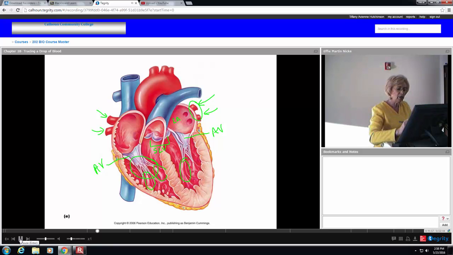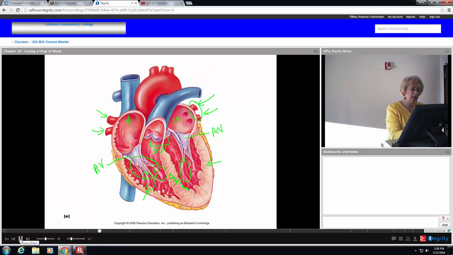This picture is really good because it also shows how much thicker the left ventricle wall is compared to the right ventricle wall. This is your septum. Probably Ms. Woods did this, but interventricular septum. So let's review what we just did.